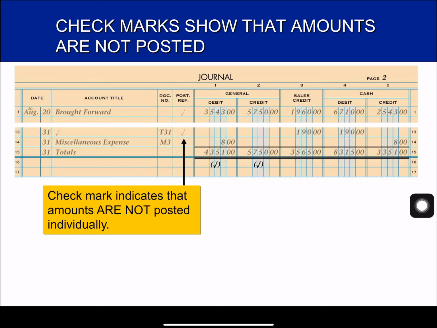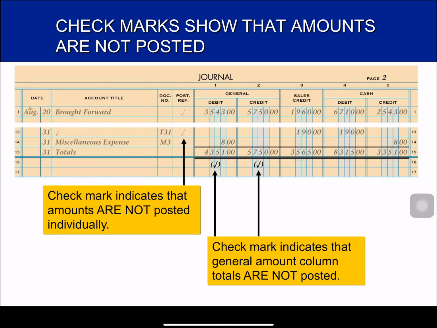When we look at our totals now, the check marks indicate that the general amount columns are not posted. So you will not post the totals. We're taking a look at posting these totals. You will not post anything from the general debit and credit. There's no accounts for them because those have all been posted individually.